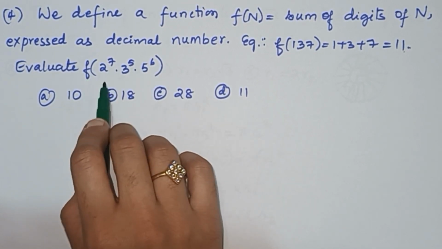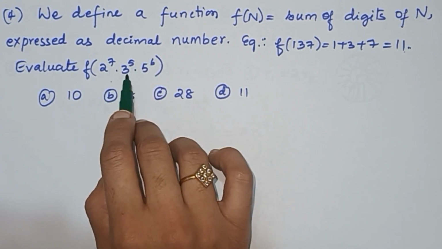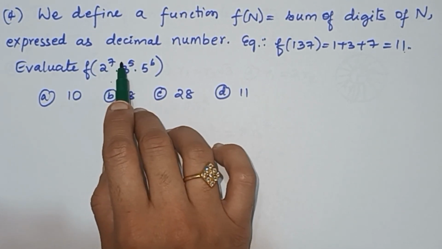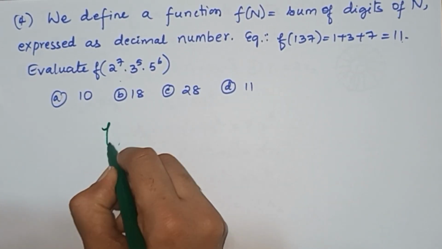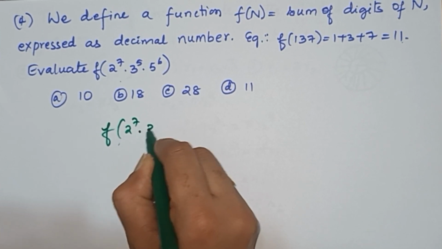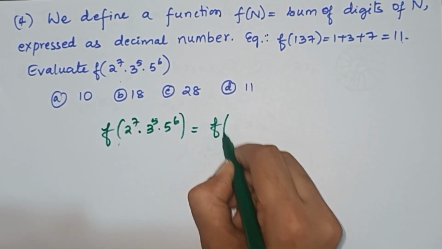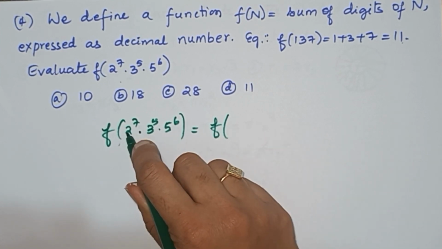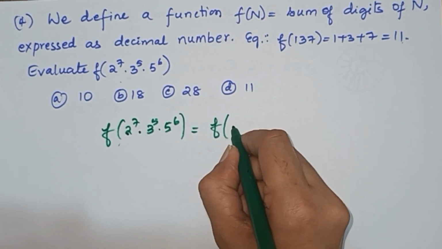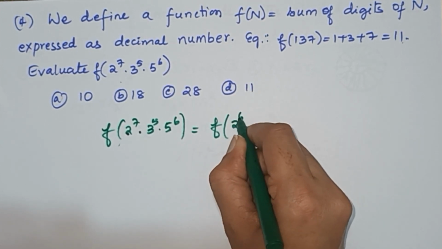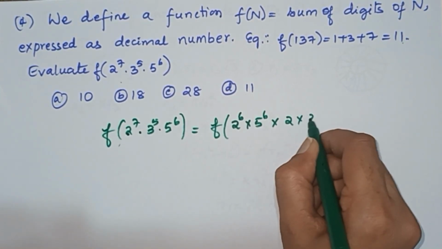Therefore, what you have to do is, you have to simplify this expression by finding any powers of 10. So what I'll do here is f of 2 to the power 7 into 3 to the power 5 into 5 to the power 6, which is equal to f of, so 5 2s are 10. So there is a chance of getting powers of 10. Therefore, I will split this as 2 to the power 6 into 5 to the power 6 into 1 2 remains into 3 to the power 5.